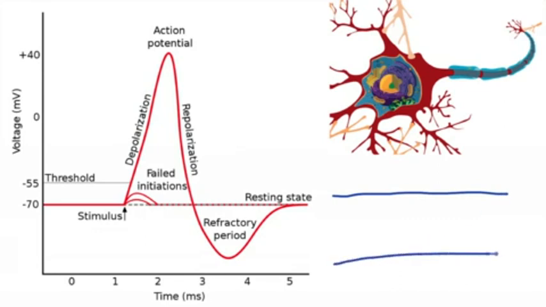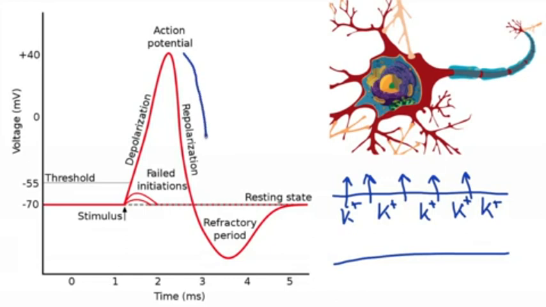I'm going to draw it here in blue. And inside the cell, we have a bunch of potassium ions. Now we have such a positive charge on the inside that potassium ions want to leave because positive repels positive. When voltage-gated potassium channels open, potassium can now leave the cell. So we have a lot of positive leaving the cell. And what that is going to do is cause repolarization, where the membrane potential is going down.